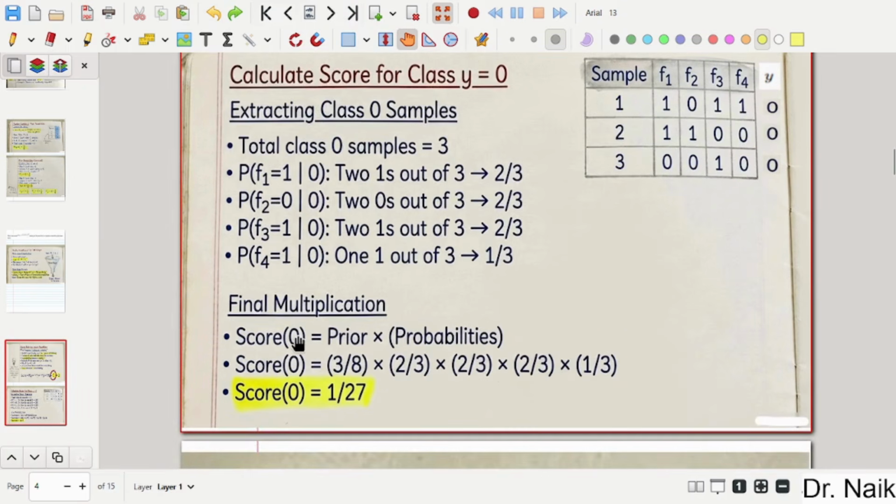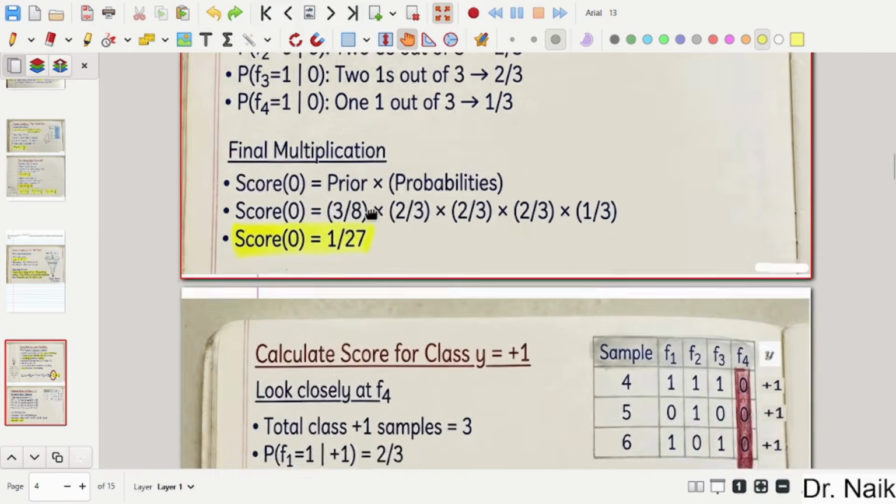So find the multiplication. The score of class 0 is the prior multiplied by the probabilities. Our prior is 3 by 8, because the number of samples that belong to class 0 is 3 and the total samples in our data set is 8. So it is 3 by 8 multiplied by 2 by 3, multiplied by 2 by 3, multiplied by 2 by 3, multiplied by 1 by 3. So our final score is 1 by 27.